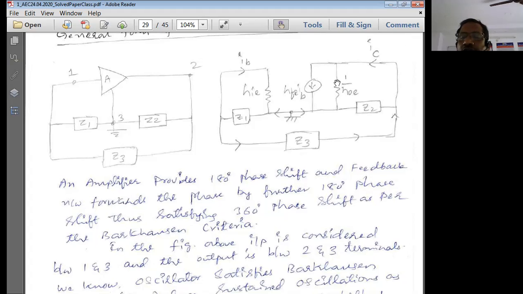Which is in the form of AC for us. So that means without any applied input AC signal, we are getting an AC signal at the output. That is why, see here, I am showing you with small case letters. Small ib means AC base current. Small ic means AC collector current. So like this, we are using the base current and the collector currents.